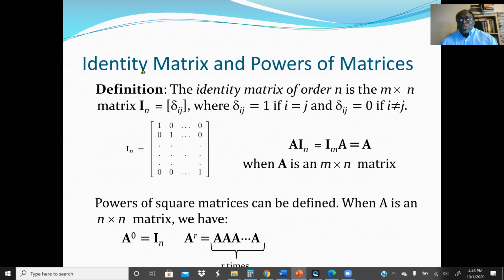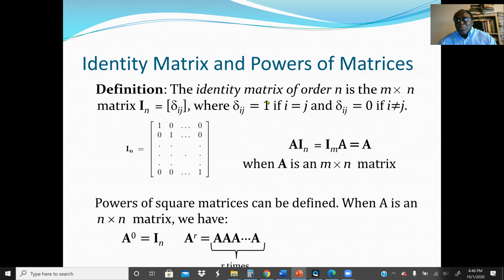So also we have what we call the identity matrix and also powers of matrix. Now, identity matrix means all the elements in the matrix are 0 except the diagonal, which means if the row is the same as the column, then it's 1. So here you can see that the matrix in position 1, 1 is 1, 2, 2 is 1, 3, 3, 4, 4 to the end. And that will be the diagonal.